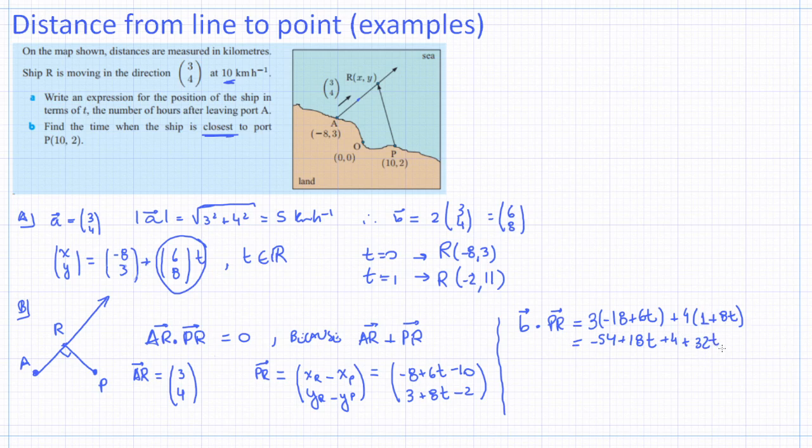If we work that out, and that's all equal to 0, right? We cannot forget that. So negative 24 plus 4, that's negative 20, plus 50t. So we basically find that t is equal to 1 hour. And that would be our answer. So the ship is closest to port P 1 hour after leaving point A.